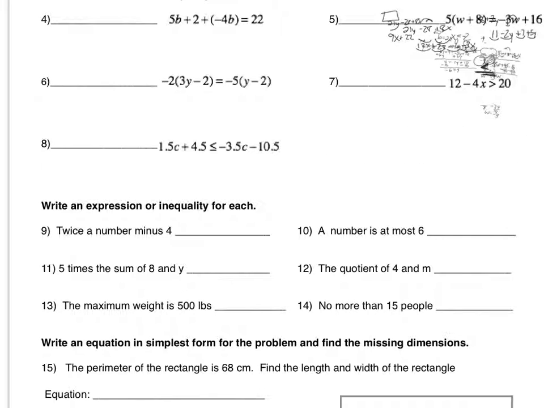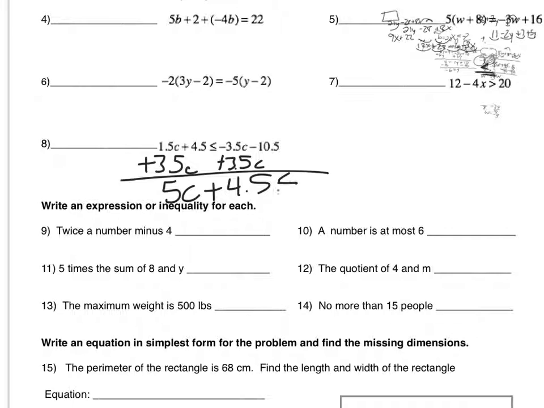For number 8, we have some decimals here. There's a couple different strategies you could do here. You could multiply everything by 10 and get rid of all of the decimals, but this one doesn't come out to be too bad because they're all halves, 0.5. So 3.5c plus 1.5c is 5c. And then we have plus 4.5 is less than or equal to -10.5.